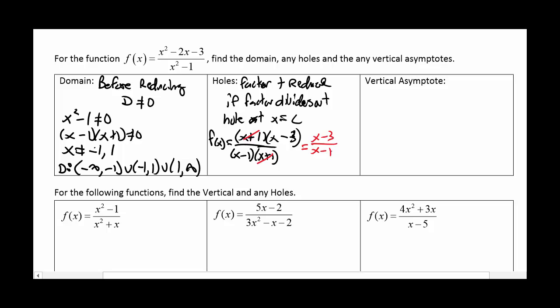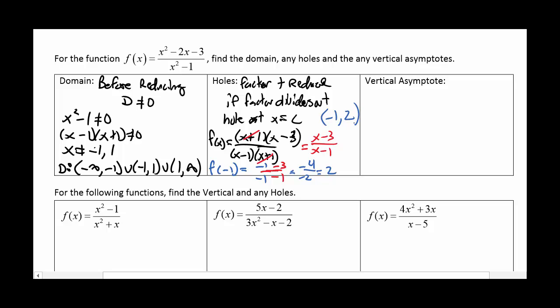So I now know I have a hole. I have a hole at the thing that divided out. So if x plus 1 divided out, that means it's got to be at -1 comma something. So then I want to figure out what f of -1 is, and that's evaluating it in our reduced function here, x minus 3 over x minus 1, where I put -1 in. So we get -4 over -2, which reduces down to 2. So I have a hole at the ordered pair -1 comma 2.